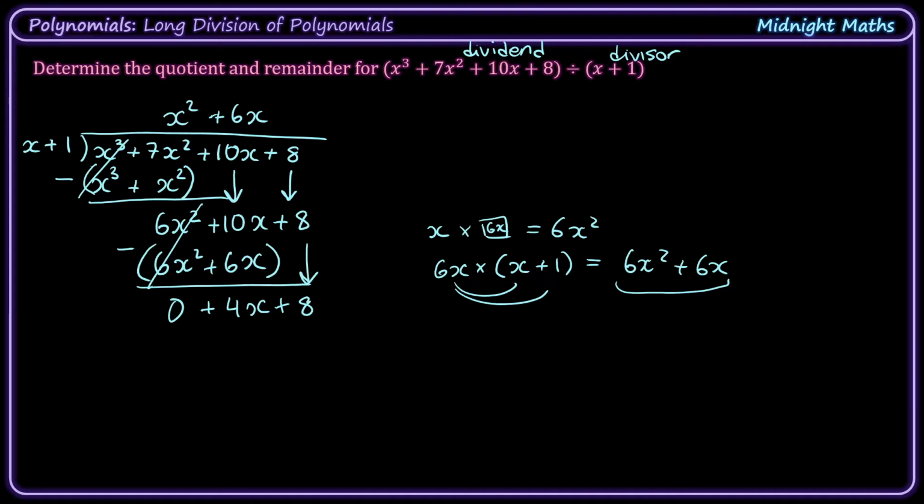All right, we are up to repeating the process once again. So we grab our leading terms, which is x and 4x. What does x have to be multiplied by to give 4x?